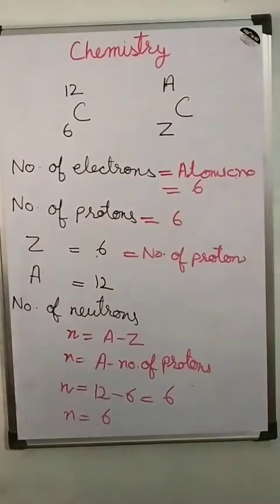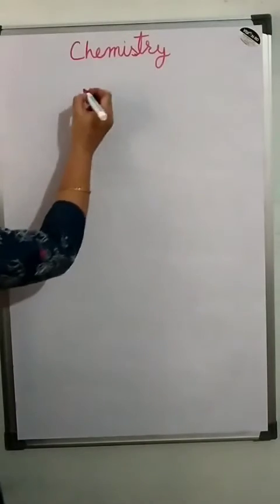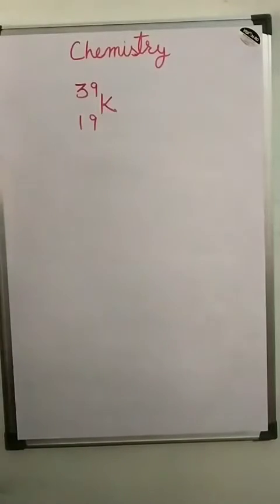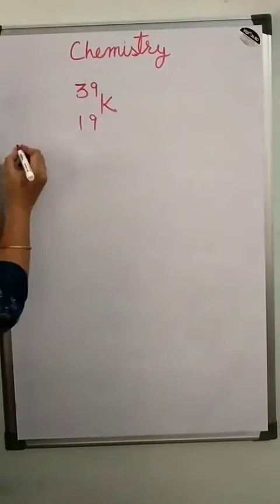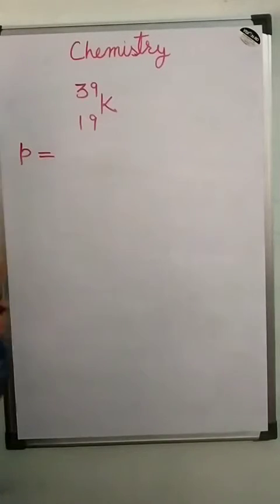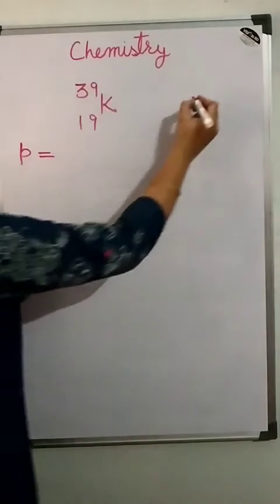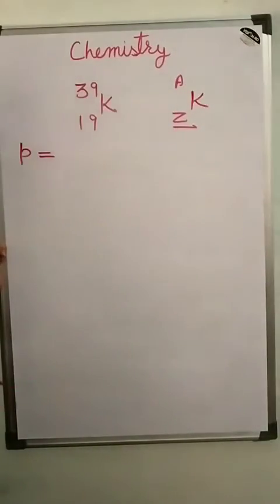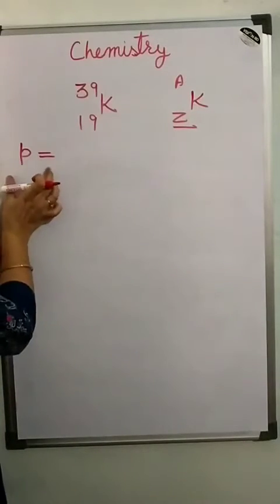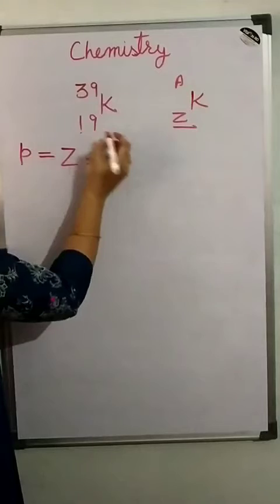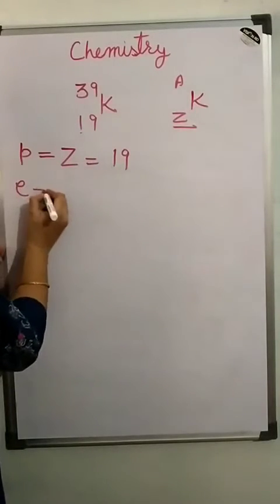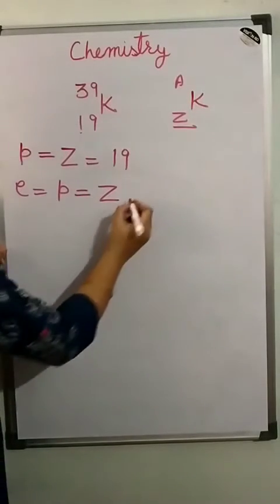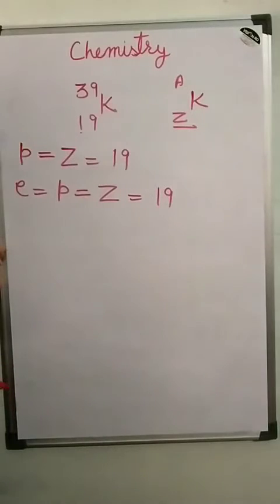Let's take one more example. Here we have 39 K 19. This one is given to us. From here we find the number of protons first. The atomic number that we represent by Z is equivalent to the number of protons. This is equivalent to 19. And electrons are also equivalent to protons, that is equivalent to the atomic number, so it is also 19.